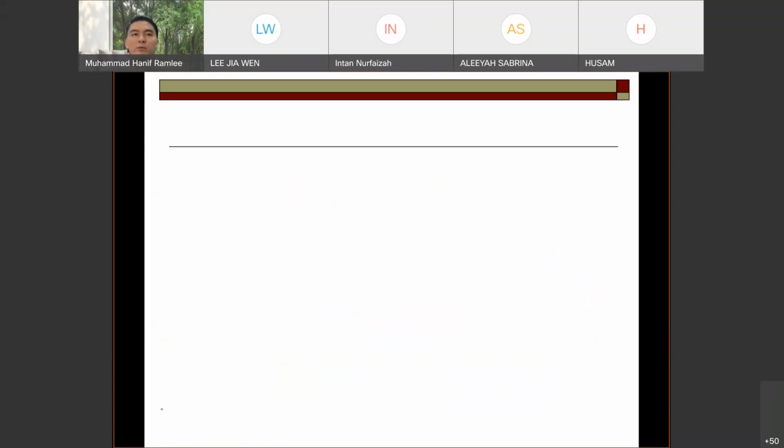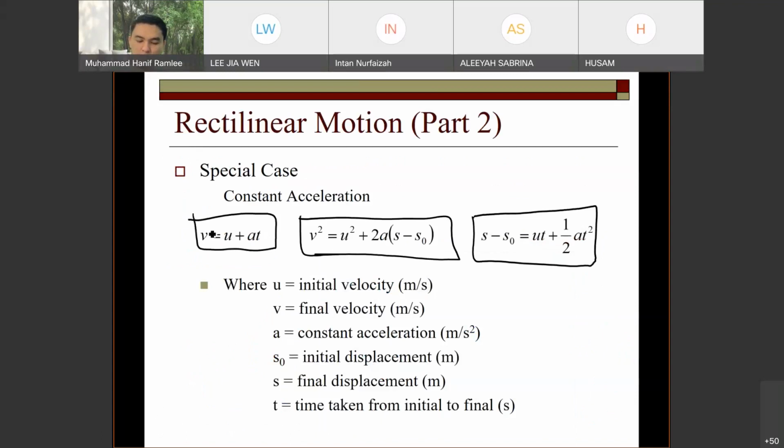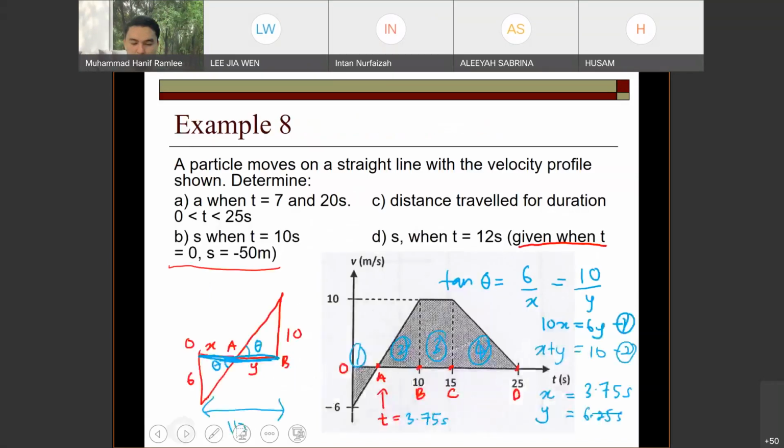So you have to analyze the first region, which is OA. Since you want to use these formulas, the first formula, the second one, the third one, you have to determine what is V, what is U, what is A, what is T, what is S, what is S naught. You have to determine this first. If not, you can put the unknown value.